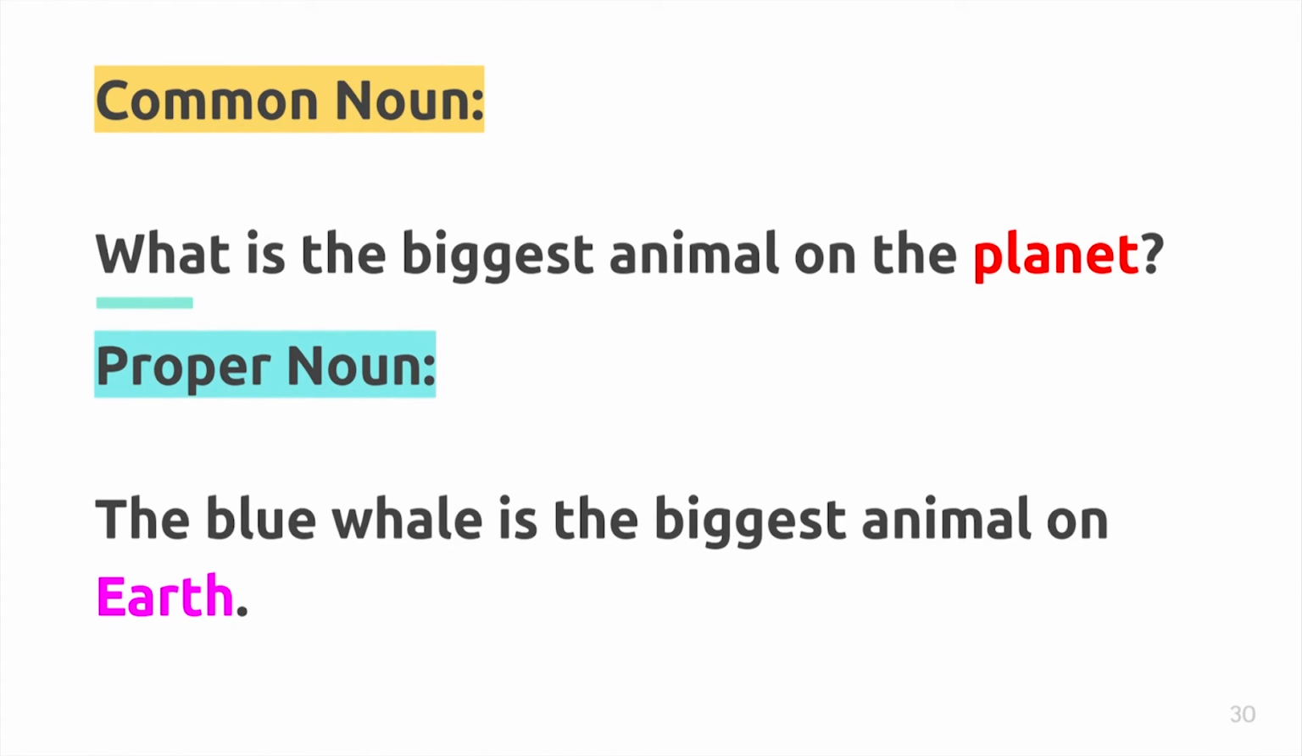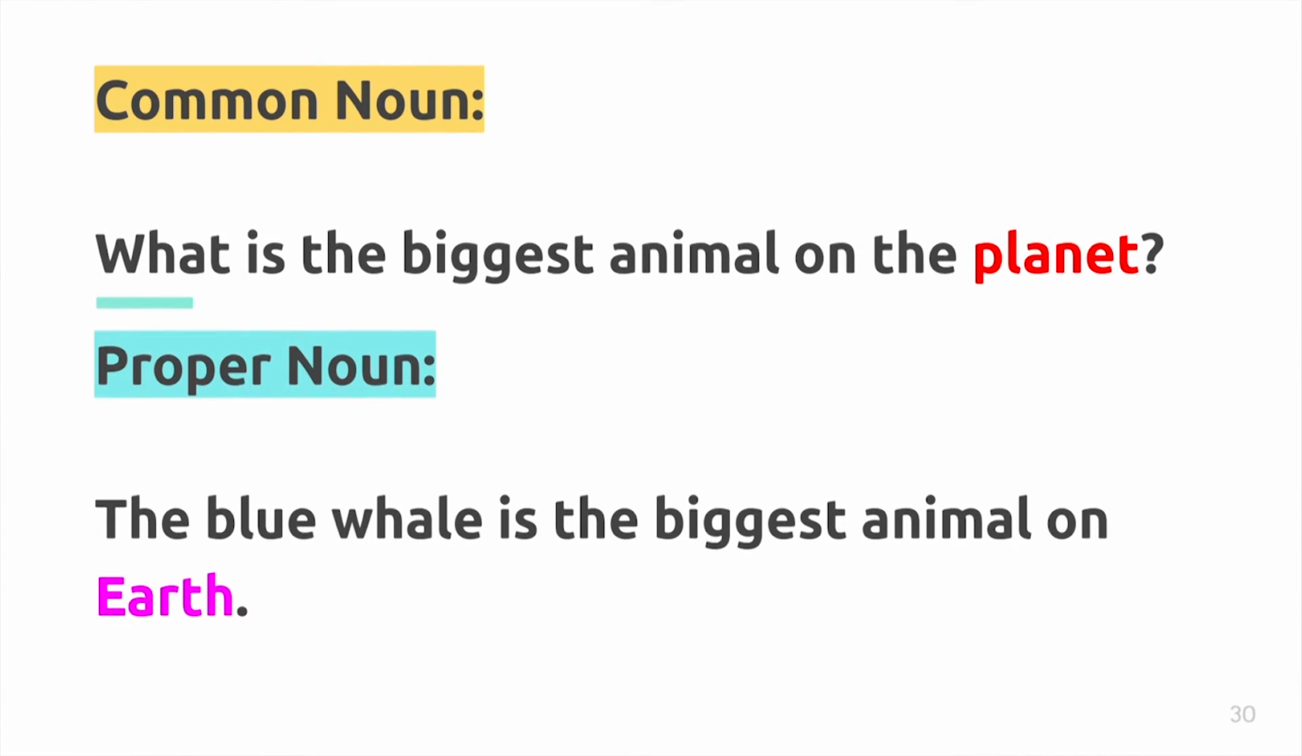What is the biggest animal on the planet? Okay, what is the biggest animal on the planet? Planet is a general term. As you're familiar, we have several planets in our solar system. However, is there really life on another planet for us to associate the sentence with anything other than Earth? That's up for discussion. In this case, the blue whale is the biggest animal on Earth.